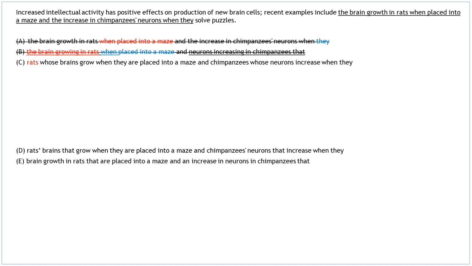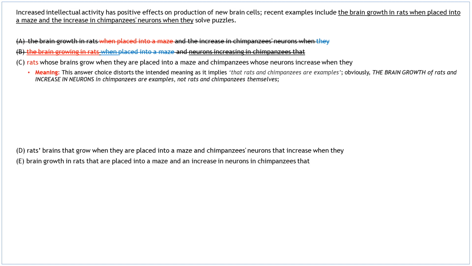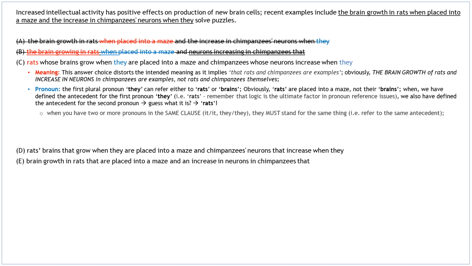This answer choice distorts the intended meaning, as it implies that rats and chimpanzees are examples. Obviously, the brain growth of rats and increase in neurons in chimpanzees are examples, not rats and chimpanzees themselves. Another issue with this answer choice is that the first plural pronoun they can refer either to rats or brains. Obviously, rats are placed into a maze, not their brains. Remember that logic is the ultimate factor in pronoun reference issues.